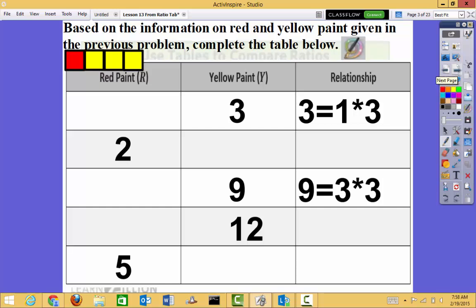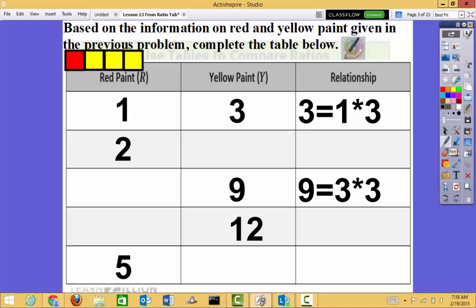Okay, so we're going to use the same problem, but now we're going to do something a little bit different. So based on the information of red and yellow paint given in the previous problem, complete the table below. Red paint, I don't know. Yellow paint, I have 3. And my relationship is 3 equals 1 times 3. So how much red paint do I have? Well, if I look right here, I see I have 1 red for 1, 2, 3 yellows. So my answer is just going to be 1.